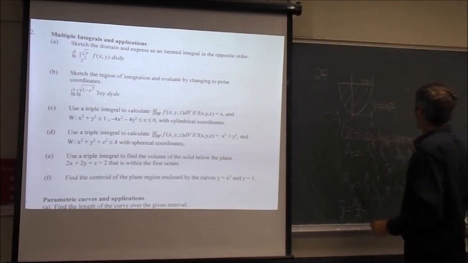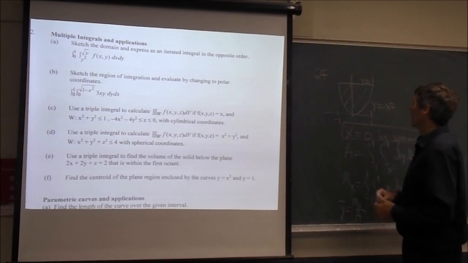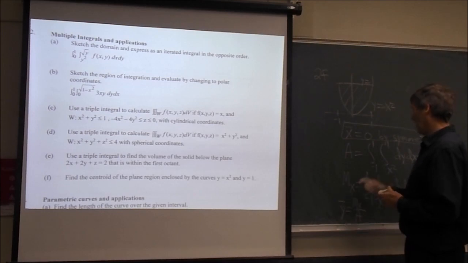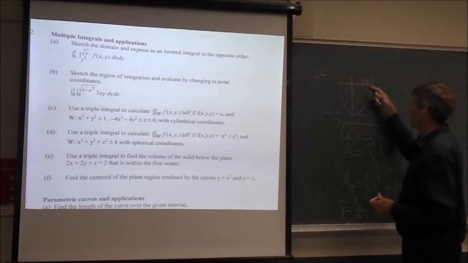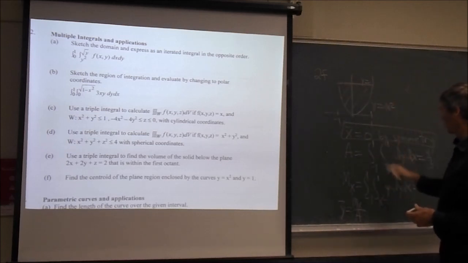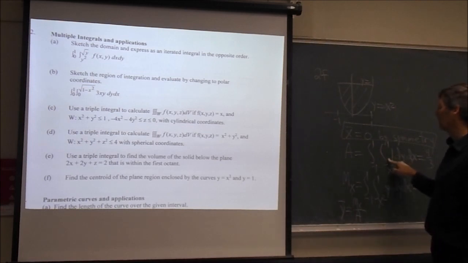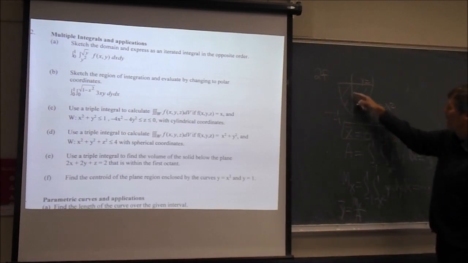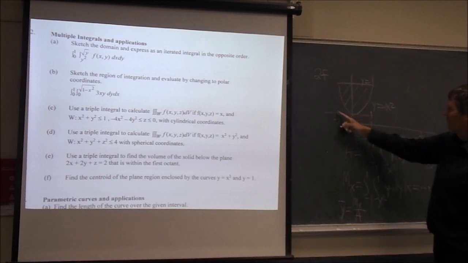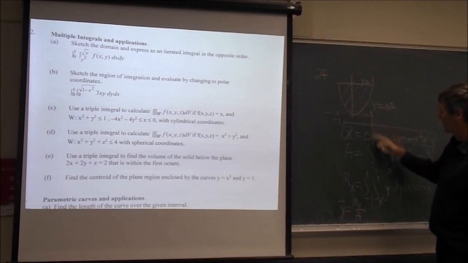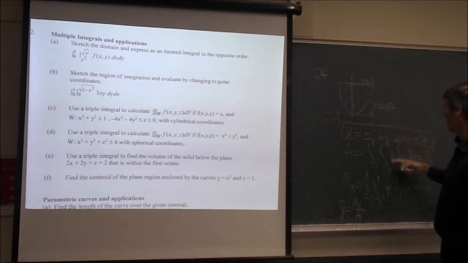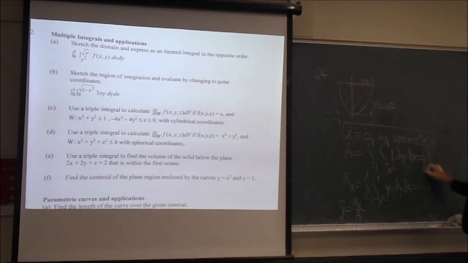All right. Now I want the centroid, so I need x bar and y bar. To find y bar, I first need the area of the plane region, right? I can do that as a double integral of 1. Area of a plane region is the double integral of 1. And if I think of this as a vertically simple region, x goes from a min of minus 1 to a max of 1. Bottom curve y equals x squared. Top curve y equals 1. I just have to evaluate this integral. It comes out to be 4/3.